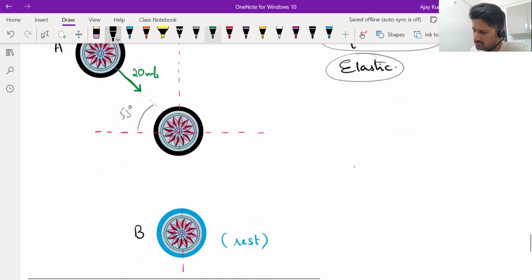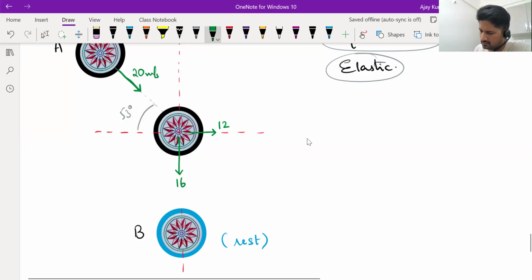when A is at this position, you can resolve its velocity into two components. The component along the line of impact will be 16. The component perpendicular to the line of impact will be 12. This we have done in the previous problem also. Based on the initial velocity and angle, you can get this. Rishi, tell me, which of these components will be disturbed by the collision?